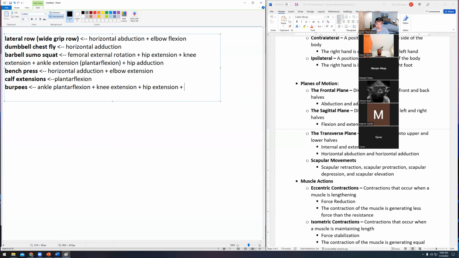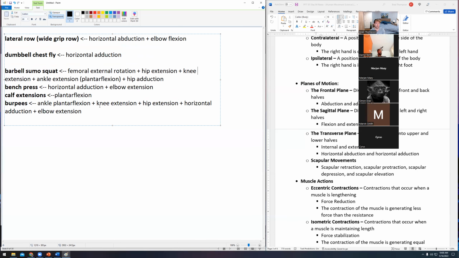And then at the shoulders, it's going to be all the same things as the bench press. So horizontal adduction plus elbow extension. So total body movement. There's also going to probably be some spinal flexion, or rather spinal extension stuff there as well, because you got to stand back up. So here's why we did this.